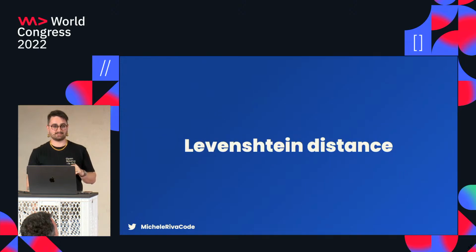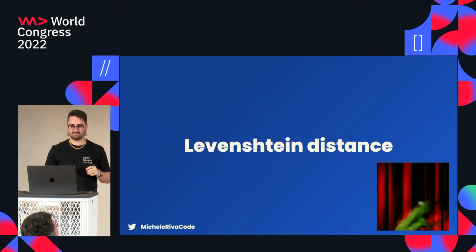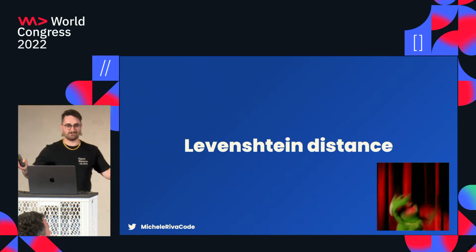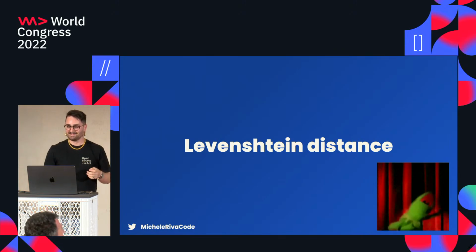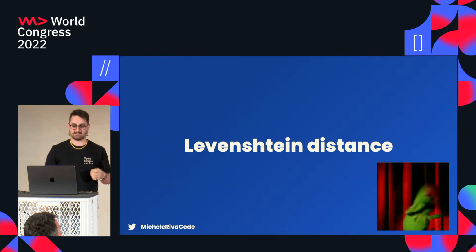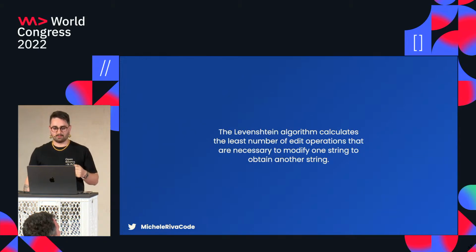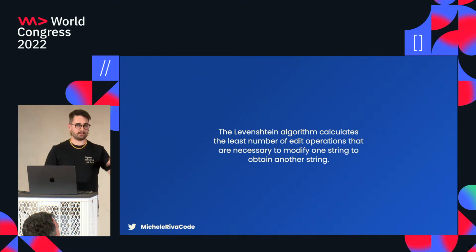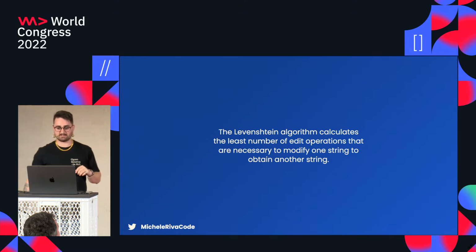The Levenshtein distance, also known as edit distance. Wow, Kermit is going crazy at this time, you know. So the Levenshtein distance, also known as edit distance, is an algorithm that calculates the least number of edit operations that are necessary to modify one string to obtain another string. Let me give you an example that I took from a YouTube video, which is brilliant. Again, I will put the reference in the next slides.